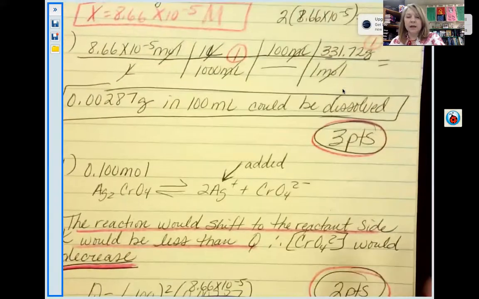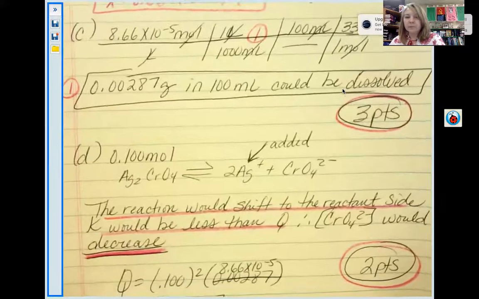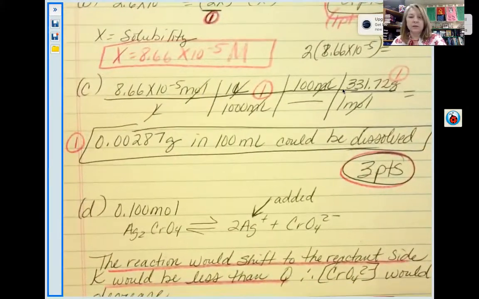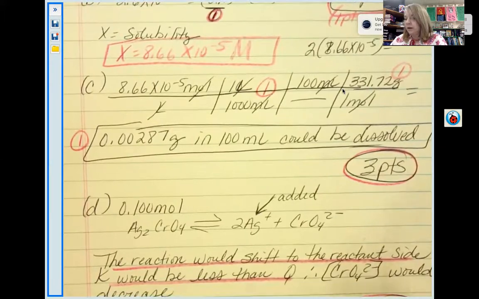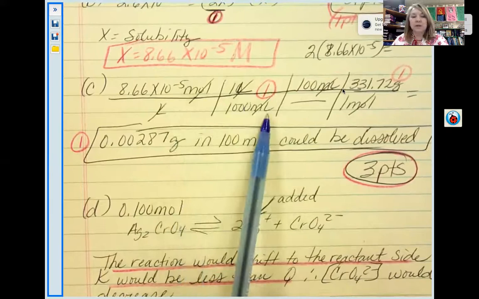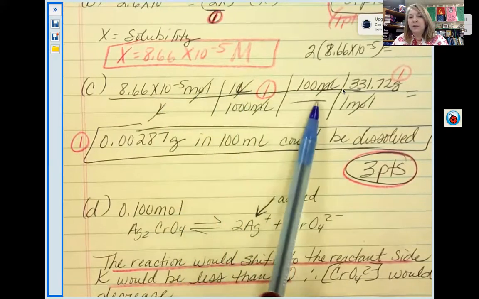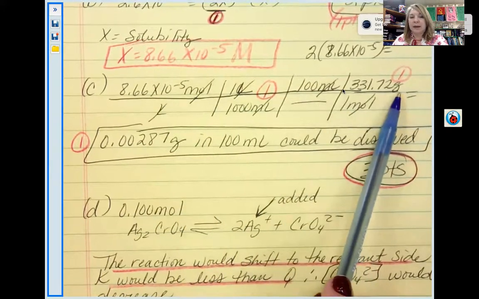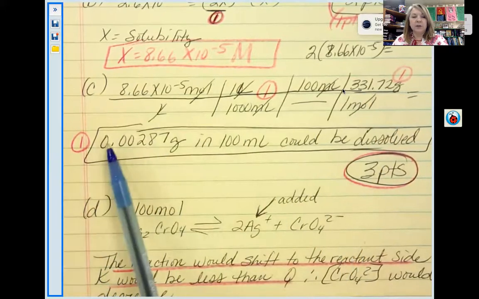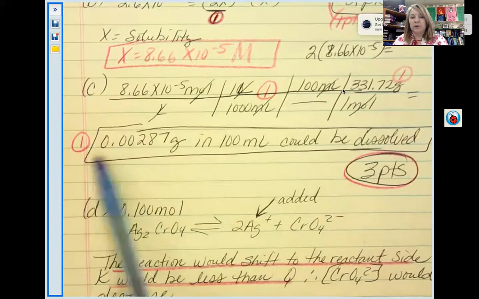Okay, so let's look at what I've got on here. Oh, by the way, I didn't tell you how many points that other question was worth. So let's look at C real quickly. You got a point if you converted your liters to mils. I saw some evidence that you did that. You got a point for the correct molar mass, and you got a point for the final answer. So that particular question was worth 3 points.